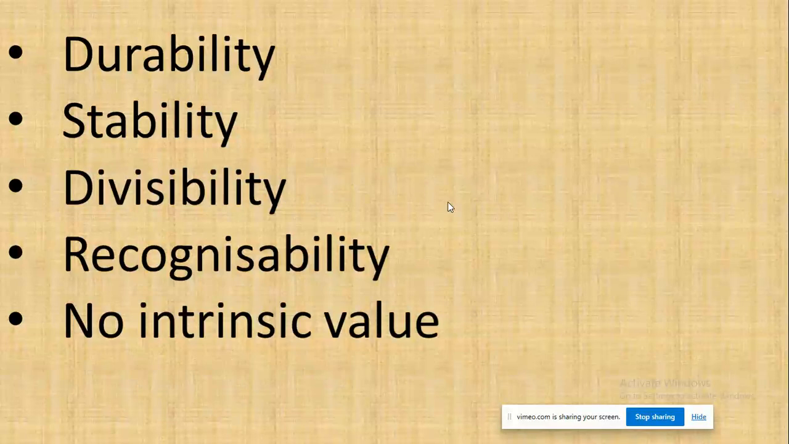They also have stability as one of the characteristics of money. Money must be stable. Divisibility: money must be capable of being divided into smaller denominations or units of value. Then recognizability. Money must be recognized all over the world. Nigerian money must be recognized in the UK, must be recognized in Germany. German money must be recognized in Nigeria and all parts of the world, and so on and so forth.